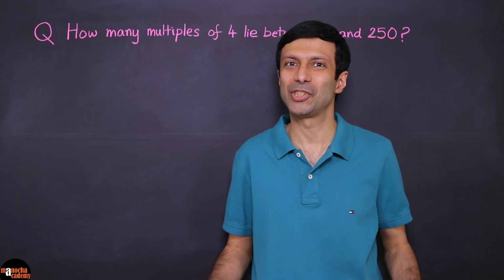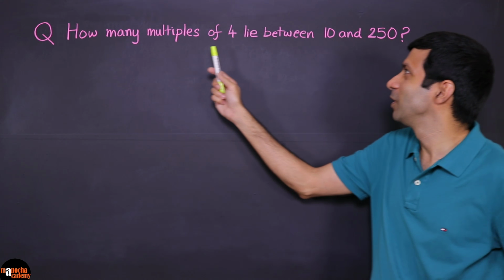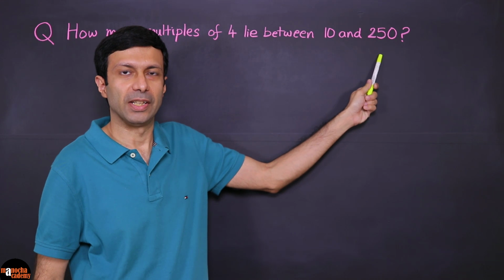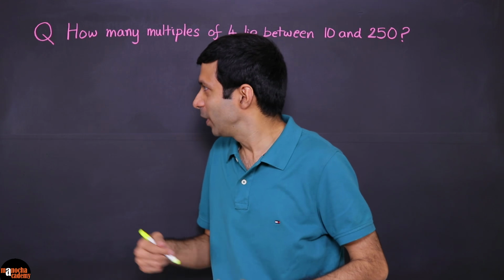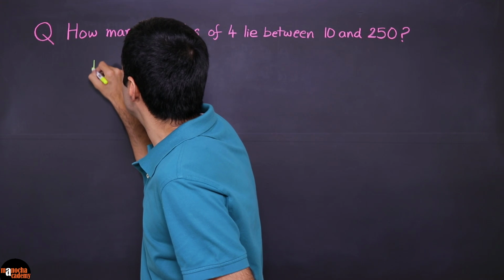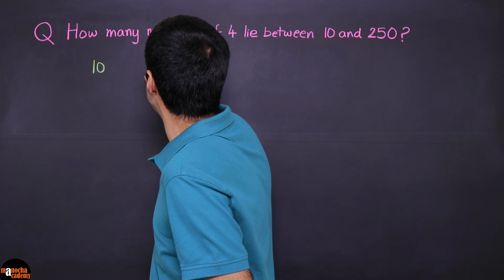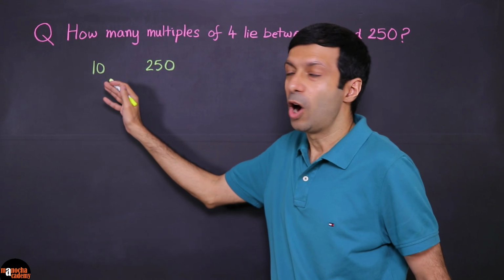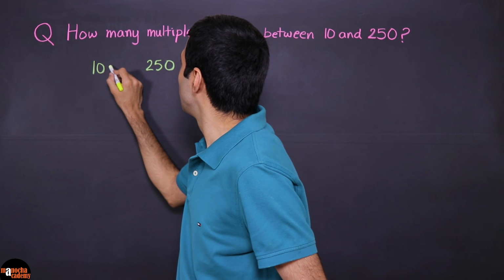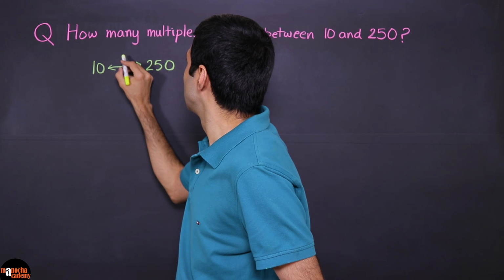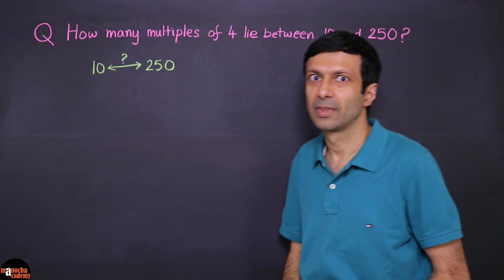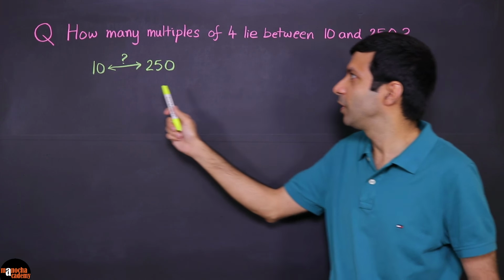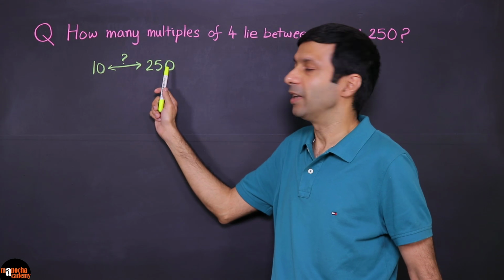I have an interesting question for you. How many multiples of 4 lie between 10 and 250? Okay, so what do we need to find here? So between 10 and 250, how many multiples of 4 are there between 10 and 250, right? So between these two numbers. Now one important thing to note here is, since they've asked between 10 and 250, we don't include the numbers 10 and 250.